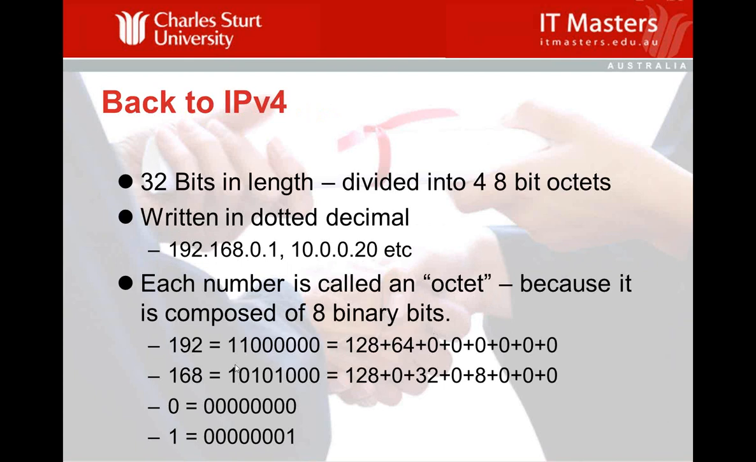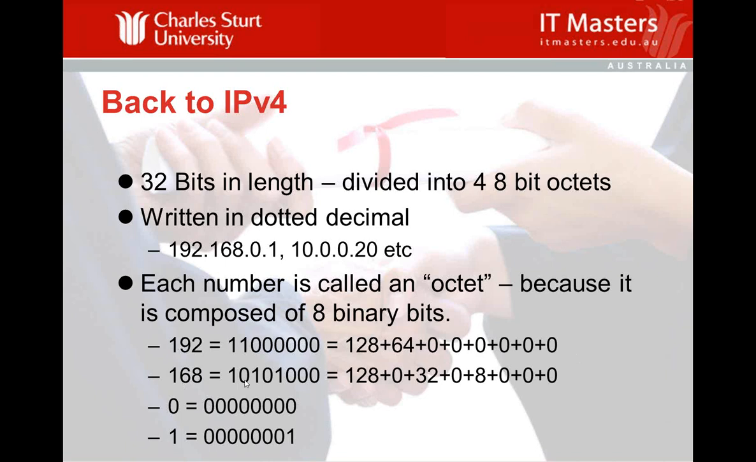And we can see that here in the breakdown. So we've got 192 is 11000000. That gives us in binary one in the 128 column, one in the 64 column, and then six zeros. So we have no 32s, no 16s, or 8s, or 4s, or 2s, or 1s. We add those two up, and that gets us to our 192.